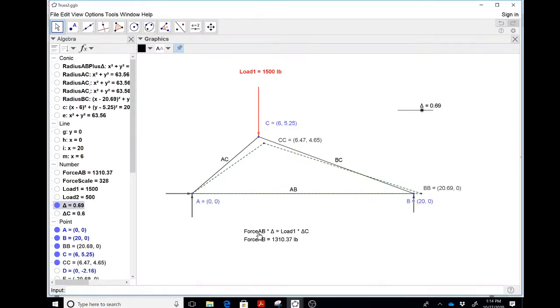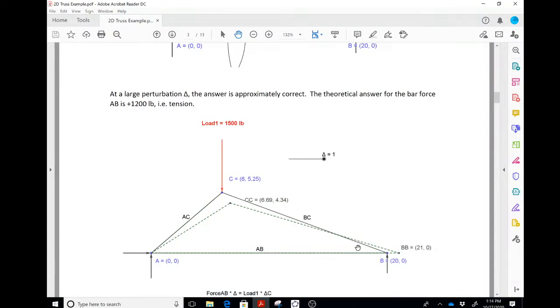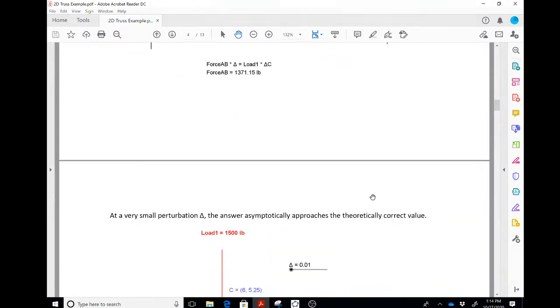but then it gets smaller and smaller and smaller. And then I use this equation, which I showed you, the force AB times this perturbation is equal to the external work done. And you see that as we get smaller and smaller, the theoretical answer is 1200. And as we get smaller and smaller, we asymptotically approach 1200. And I think that's quite beautiful, right?